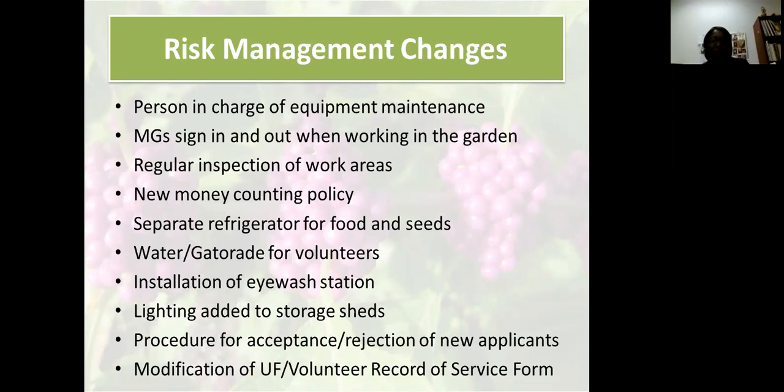So we implemented that. We also provide water and Gatorade for the master gardeners year round. So once they're here on site working, they don't really have to bring anything to drink. A lot of them do, but they don't really have to. If they're feeling thirsty or a bit dehydrated, we have water or Gatorade for them to use.